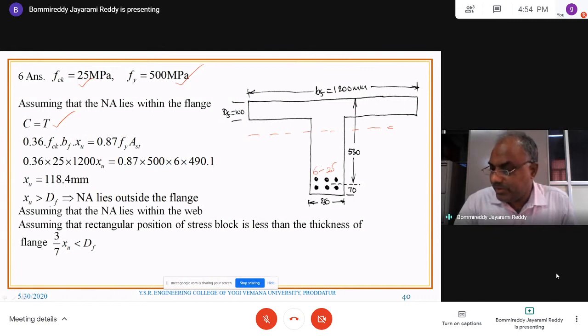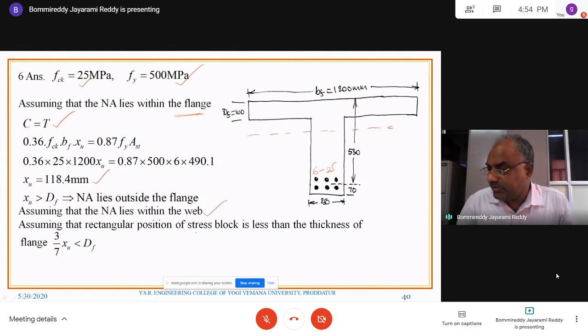So initially we are assuming that the neutral axis lies within the flange. It's only an assumption. And C equal to T, accordingly if you calculate, you get 118. What is 118? It is more than 100. So this assumption is wrong. So the neutral axis is not within the flange. It lies within the web or outside the flange.